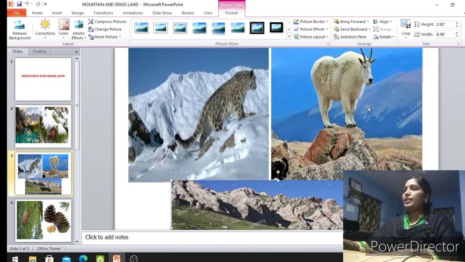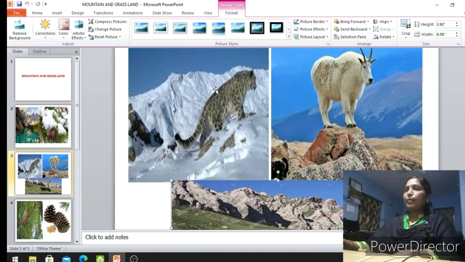And even this mountain goat, the animal which is in this picture called as mountain goat. So even mountain goat has thick white fur. So this white color fur is helping to merge in the surrounding. So any animal, when it's blending with the surroundings, that phenomenon is known as, we already discussed in the beginning of this lesson. Can you say what's that meaning?